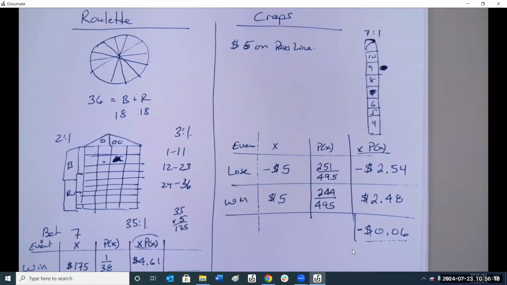So which game is better for you? This is one of the 3 games in casinos where you pretty much have the closest to the house. 6 cents a roll, you can play for hours on that. But roulette, pretty quick. The next ones are blackjack and baccarat. Those are the ones that you could win.